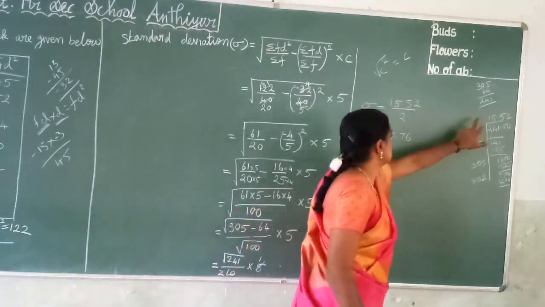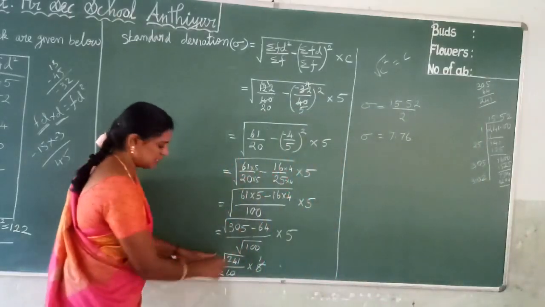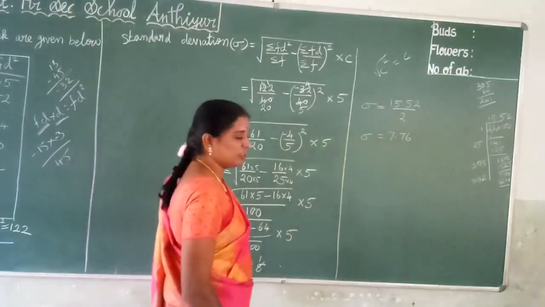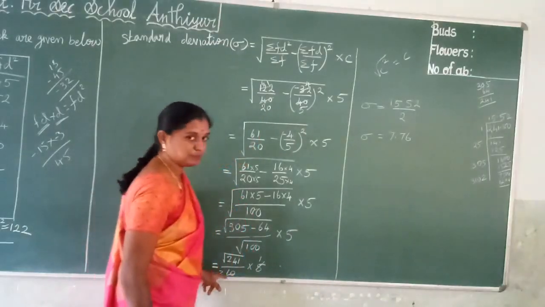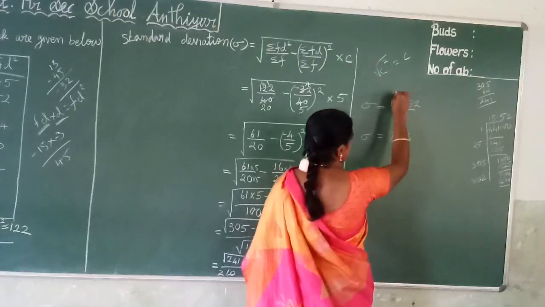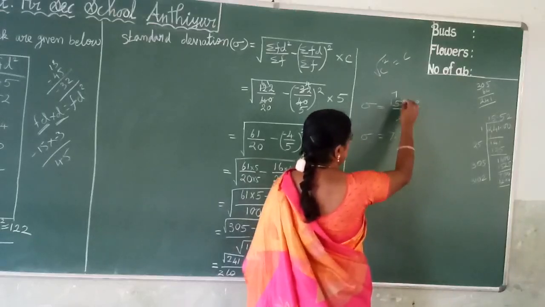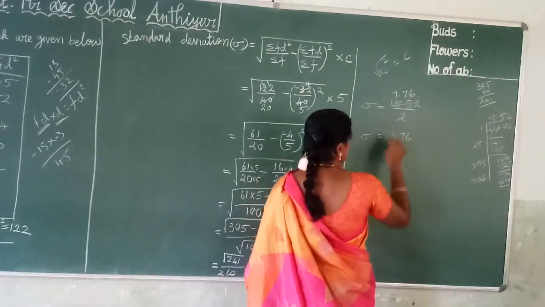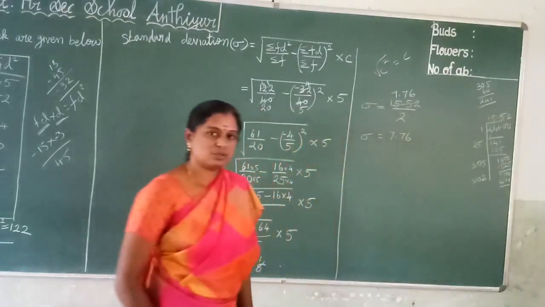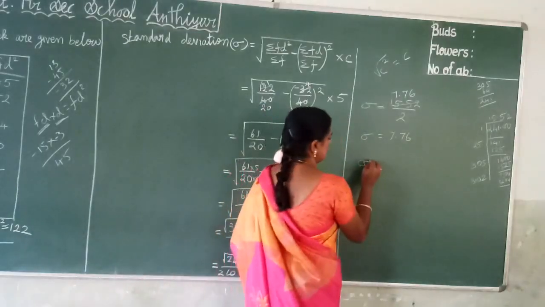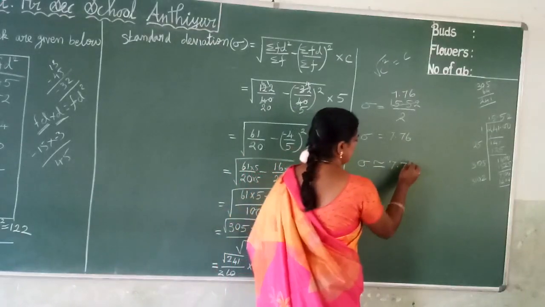15.52, that is the answer. The square root of 241 is 15.52. Here 2 is already there, so divided by 2, that is ordinary division. 1 by 2, 7 times 2 is 14, remainder 1, and so on. So 7.76. The standard deviation is 7.76. Otherwise you can write the approximate value also, 7.76.